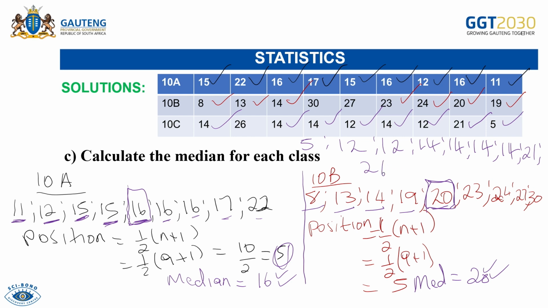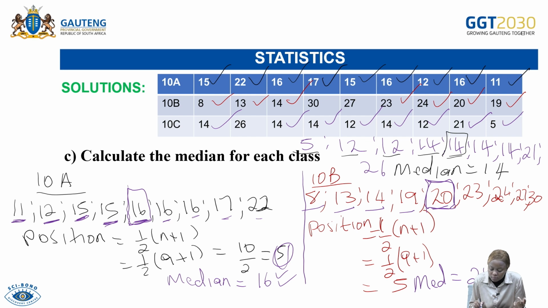So the position, guys, is going to be a repetition because the number of the data set is the same. So it means even this one is going to be in position 5. So you go to position 5 there, you'll say position 1, position 2, 3, 4, 5. So it means your median is going to be 14.